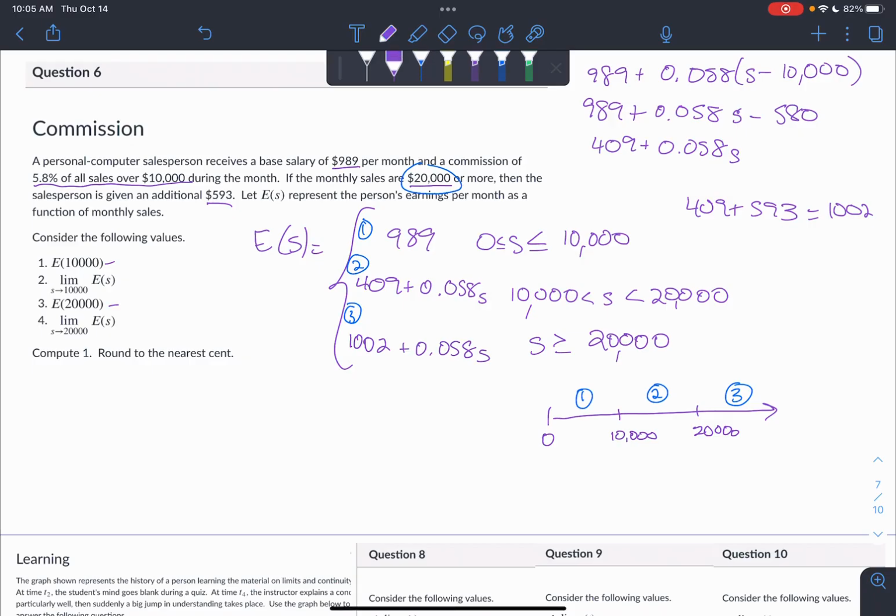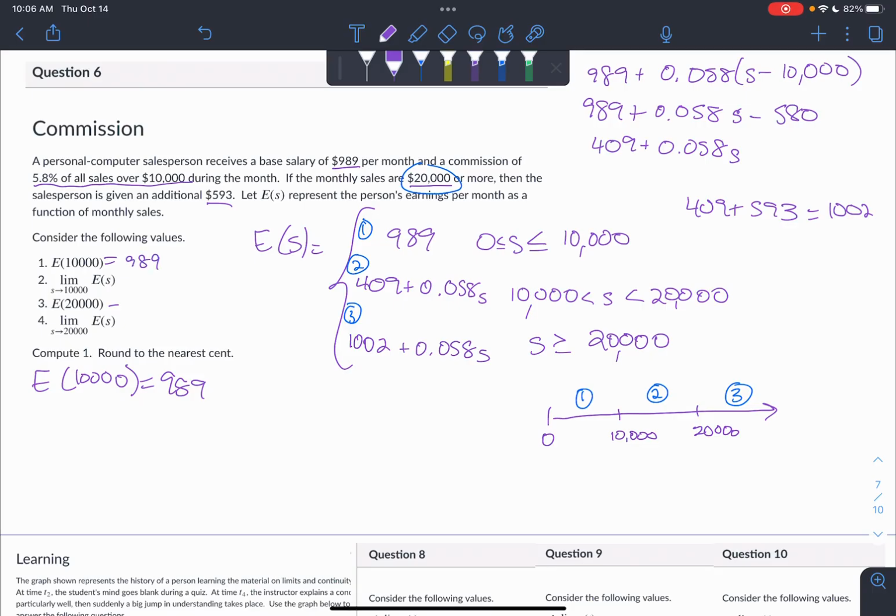So E of 10,000. This is just plugging it into our function where it's equal. Here we see that 10,000 is equal, but in the second piece it's greater than, so we're going to plug it into the first one. If you plug it into 989, there's no variable, so it's going to be 989 regardless.